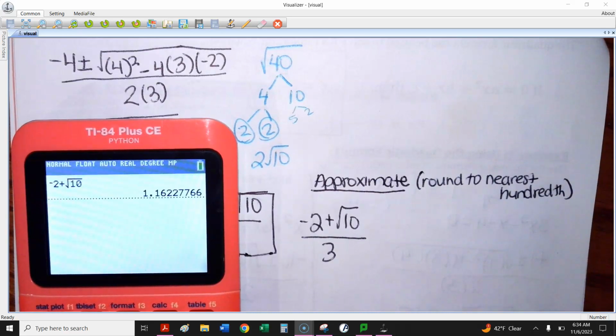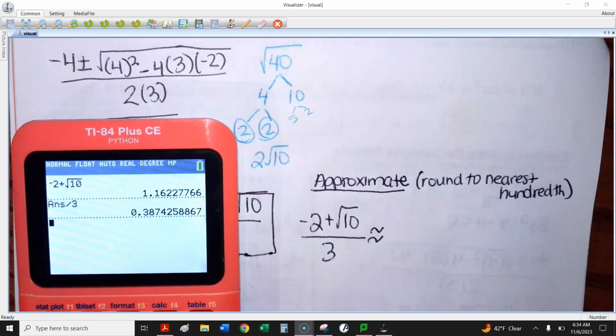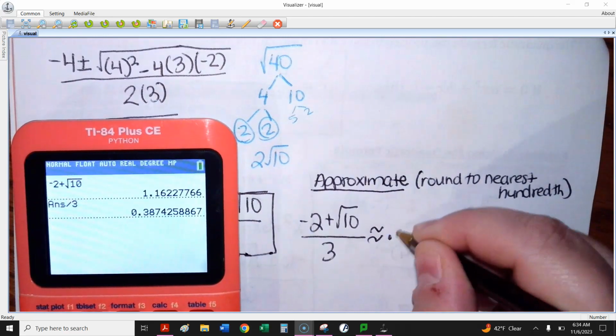It's going to give me a nasty decimal, but just leave that right on the screen. That is the top of the fraction. You have to do that sum and then divide that whole sum by 3. So then I'm going to divide by 3. This is approximately equal to, to 2 decimal places, 0.39.